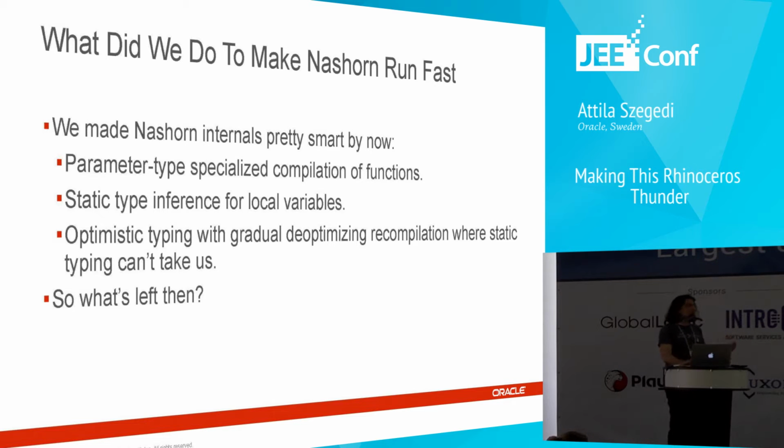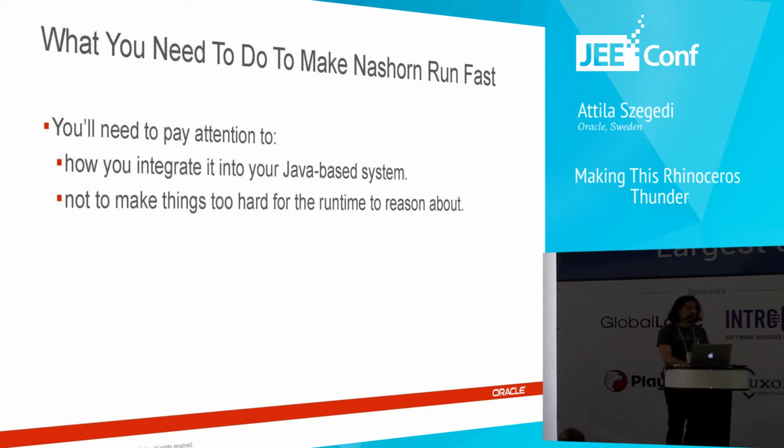So if we did all these smarts, what's left then, right? Well, what's left on our side is that there is still a billion optimizations that can be made. I didn't even touch some fairly typical compiler stuff like hoisting loop invariants, constant propagation, and so on that I hope to get to one day. But there is also something that you, as a user, if you want to integrate it in your Java-based system, will need to pay attention to.